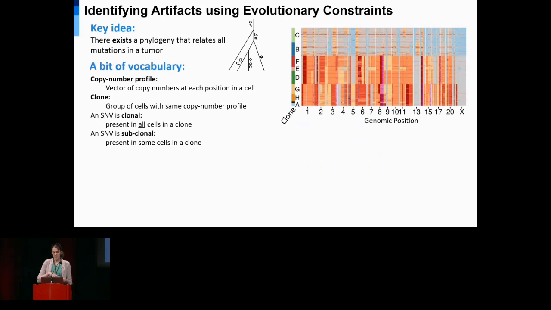And so just to back up a little and make sure we're all on the same page, I'm going to start with a little bit of vocabulary. I'm going to be talking about both single nucleotide variants and copy number aberrations here, because as I've said, we can detect copy number aberrations in this data with fairly high accuracy. The copy number profile of a cell is the vector of copy numbers at each position in the cell, so it's genome-wide. And I refer to a clone as a group of cells that has the same copy number profile.